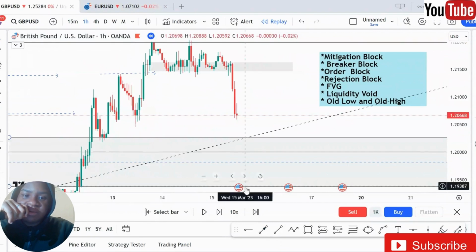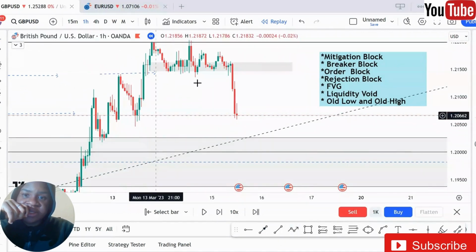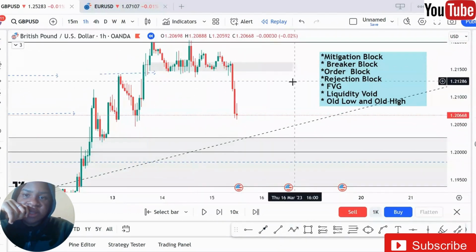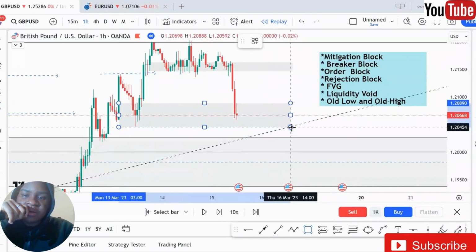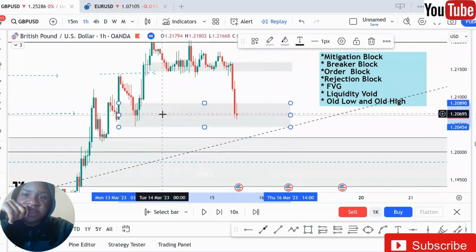This will be the breaker block. If the market breaks it, but this is our mitigation zone here. Is that another block? Yes, it's another block here. As long as the market has not broken this zone, it is another block.